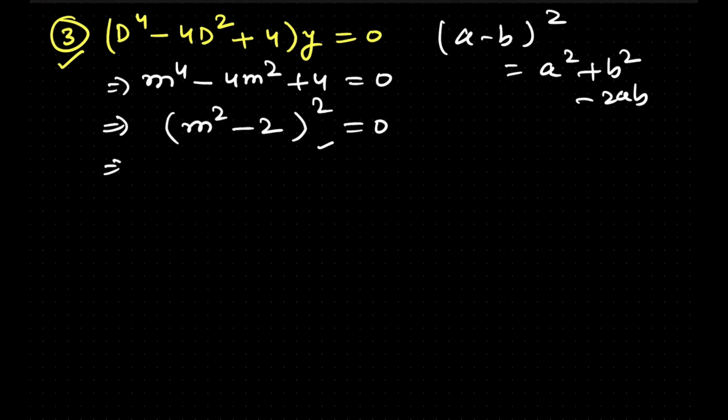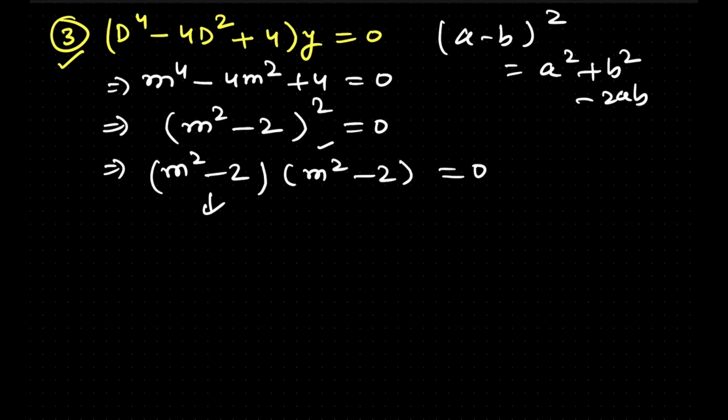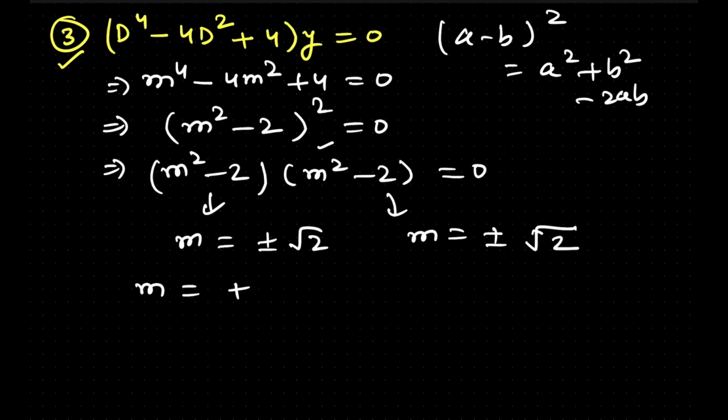Now it can be further written as m square minus 2 into m square minus 2, and separately you can find the roots from here. So here you will get m is equal to plus minus root 2, and from here also you will get m is equal to plus minus root 2. So you can see that you have 2 times plus root 2 and 2 times minus root 2.